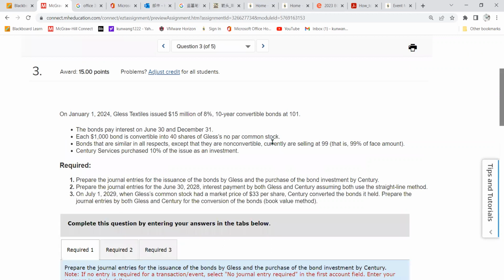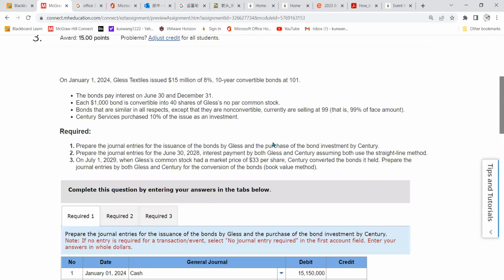And finally, this is a convertible bond, a bond with convertible features. It is asking for the issue of the convertible bond, interest adjustment, and assuming this time we are using straight line amortization for both the buyer and the seller. Then finally the conversion. Did they convert all of them or partial conversion? Everything, okay, you convert all of them.